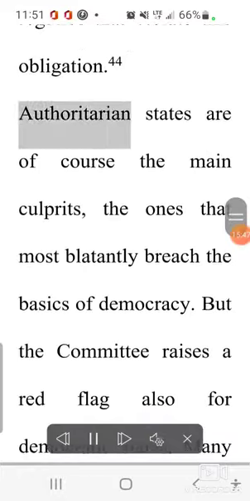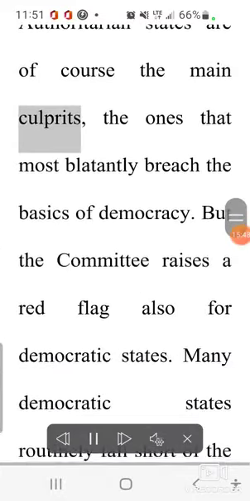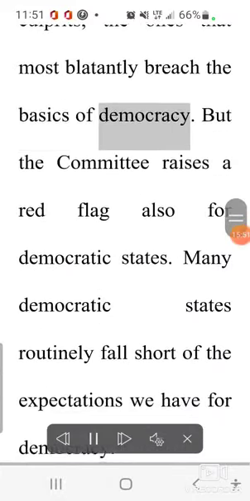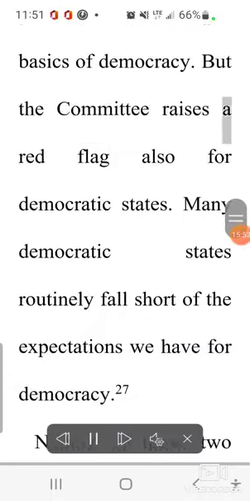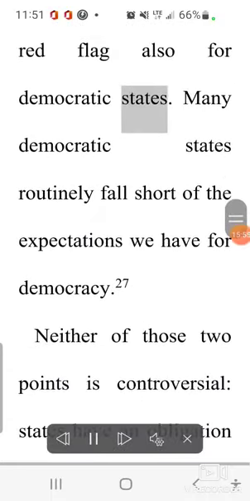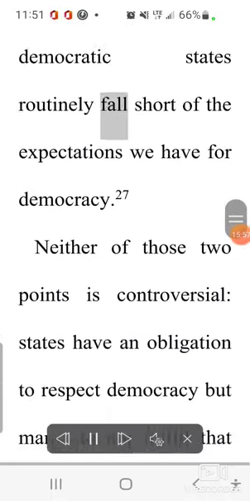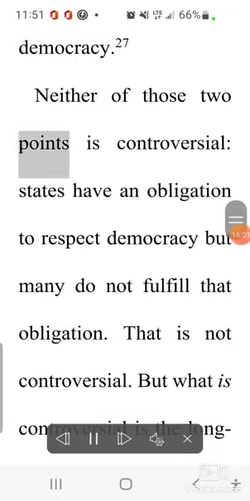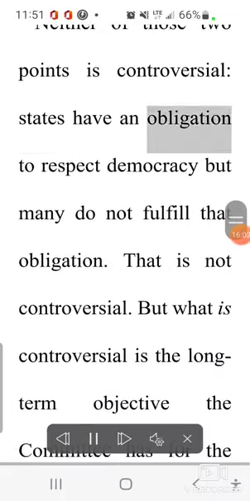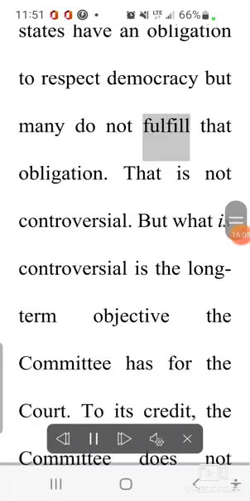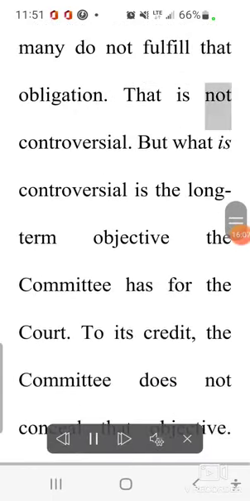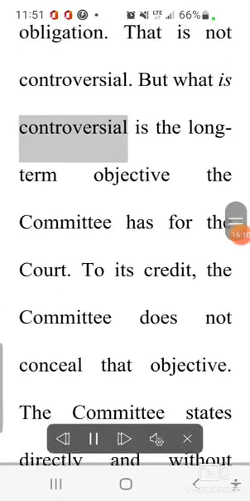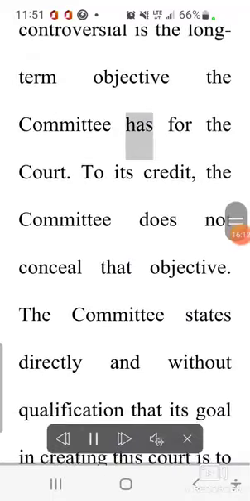Point 44. Authoritarian states are of course the main culprits, the ones that most blatantly breach the basics of democracy. But the committee raises a red flag also for democratic states. Many democratic states routinely fall short of the expectations we have for democracy. Neither of those two points is controversial. States have an obligation to respect democracy, but many do not fulfill that obligation. That is not controversial. But what is controversial is the long-term objective the committee has for the court.